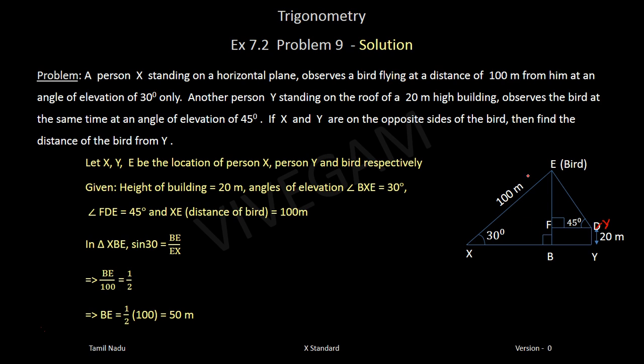So these are all given. This distance is given, this angle of elevation is given 45 degrees, and the height of the building is given. Now in XBE, take this triangle. Sine 30 is opposite by hypotenuse, that is BE divided by 100. And what is sine 30? That is half. So BE will be equal to 100 divided by 2, that is 50 meters. So this total height is 50 meters. But we know this is 20 meters because this is 20, so this is also 20.